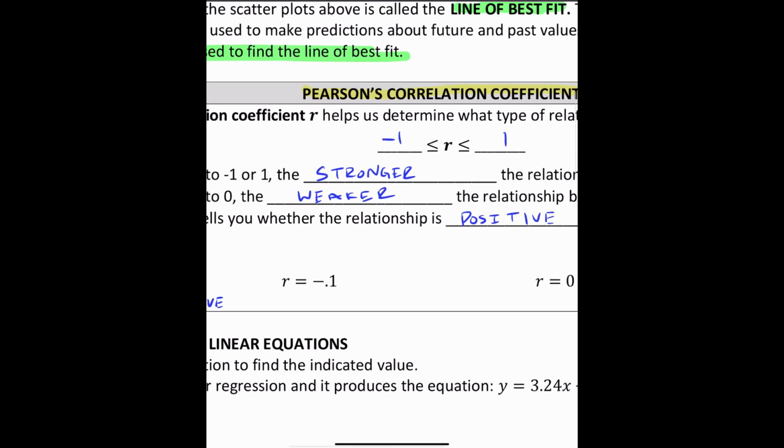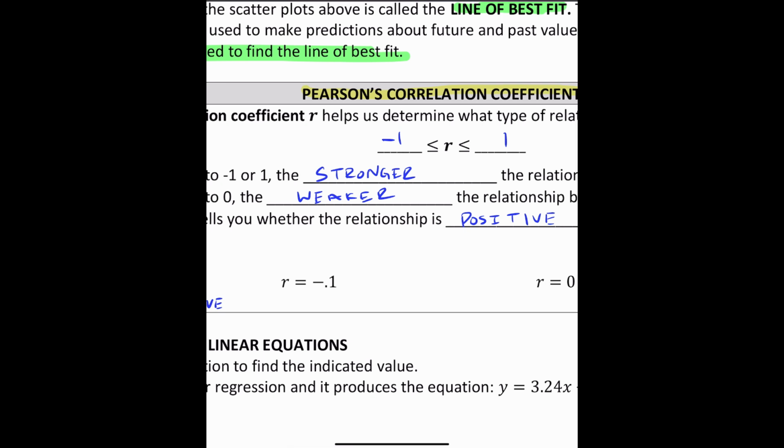So now let's take a look at this example here. R is equal to -0.1. We know for sure that this is a negative, right? And this value here is not close to -1. So we call this a weak negative.